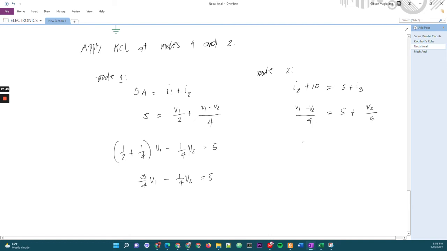How about the right hand side? At node 2. So we have 1/4 V1 minus 1/4 plus 1/6 V2 equals 5. Right? So this would be, let's simplify. So we have 1/4 plus 1/6, that is 5 over 12.